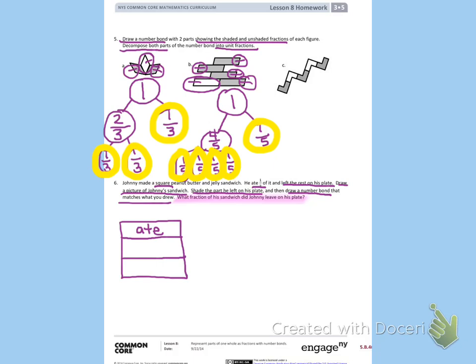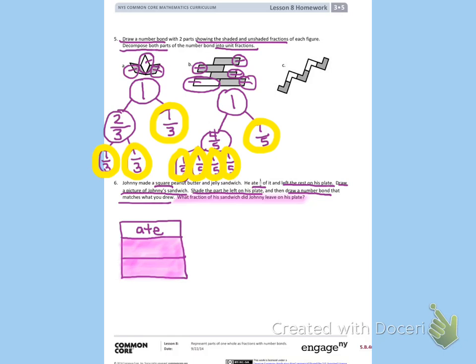So if he only ate the 1 piece, that means he ate the 1/3 or 1 out of 3 and left the rest on his plate. So I'll shade that now. All right, now I followed the directions. I've shaded the part he left on his plate. Now it says I have to draw a number bond that matches what I drew.